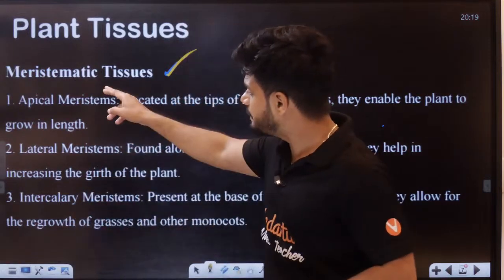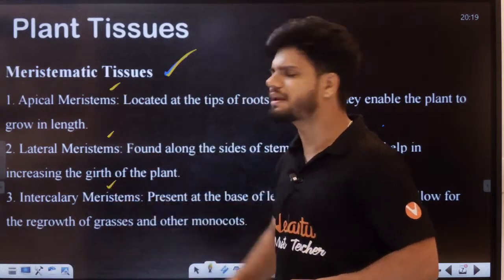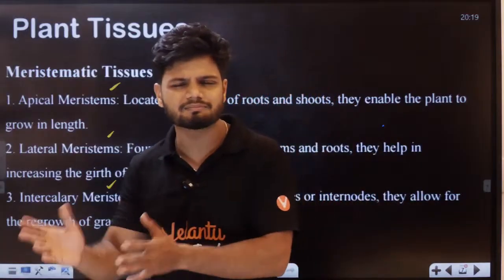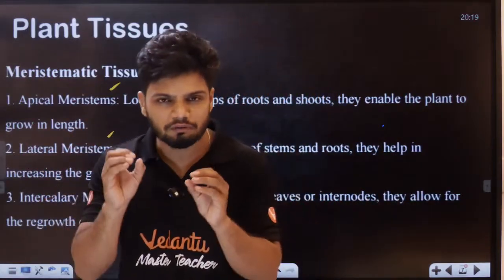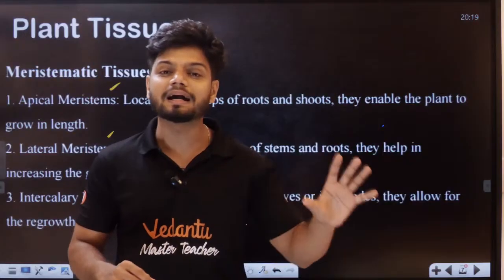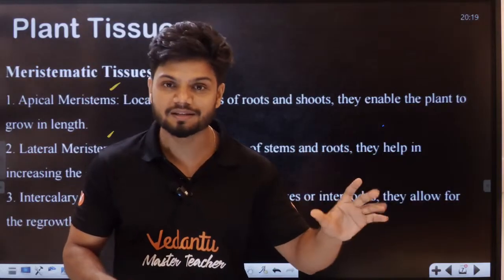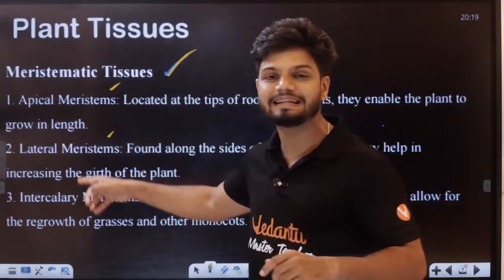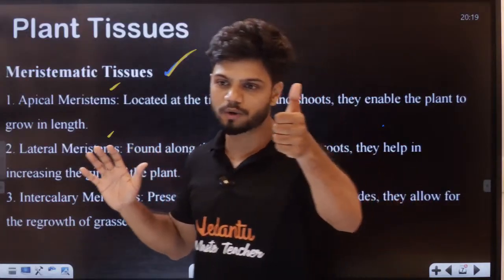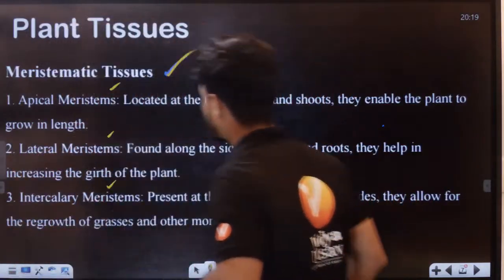Then there is something called apical meristem, lateral meristem, intercalary meristem, primary meristem, secondary meristem. Multiple are there, so you don't have to worry, students. When I teach you anatomy of flowering plants, that time you will learn the detailed version of this. Cool, students?